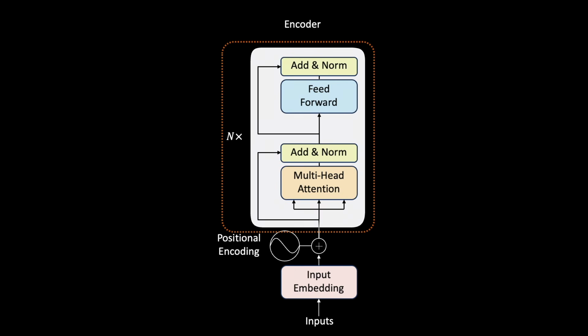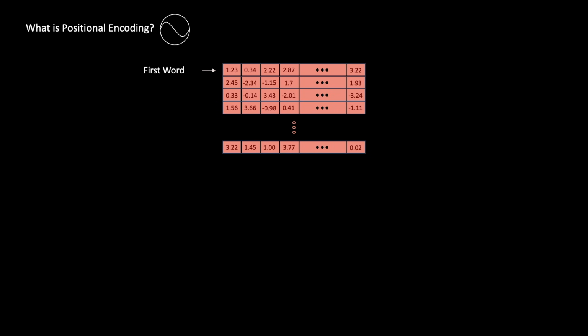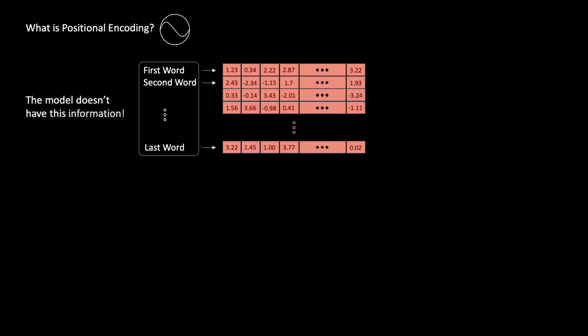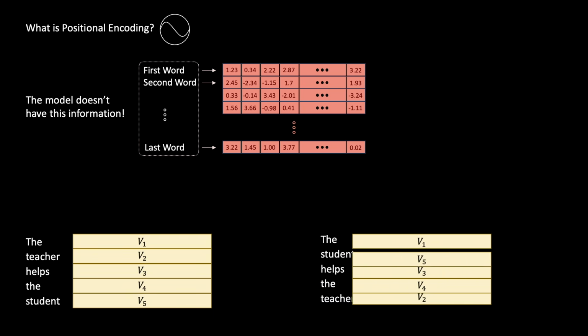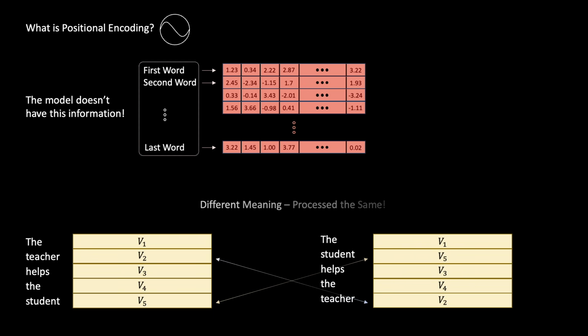The next step in preparing our input is to add positional encoding. But why is this necessary? When we look at our word embedding matrix, we naturally see that the first row represents the first word, the second row represents the second, and so on. However, because the transformer processes all data in parallel rather than sequentially, it actually has no inherent sense of word order. For example, take the sentence, "The teacher helps the student." If we swap teacher and student, the meaning changes completely. Yet, without a sense of order, the transformer would process these two versions identically. This is where positional encoding comes into play.